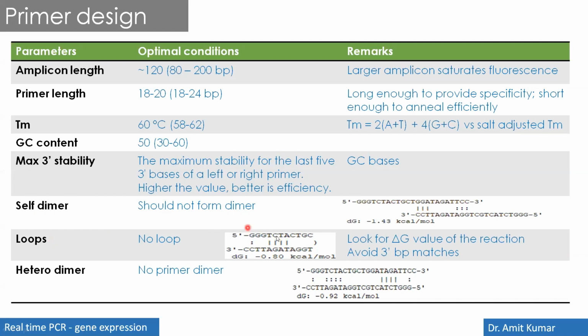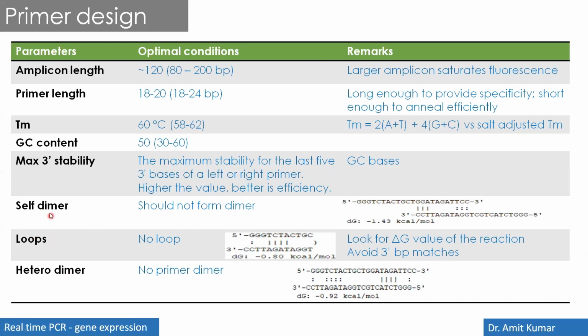Also, it should not form a loop. It means that the forward or reverse primer should not self-anneal or form a loop. That will avoid the chance of it binding at the place where you would want it to go, the gene of interest.